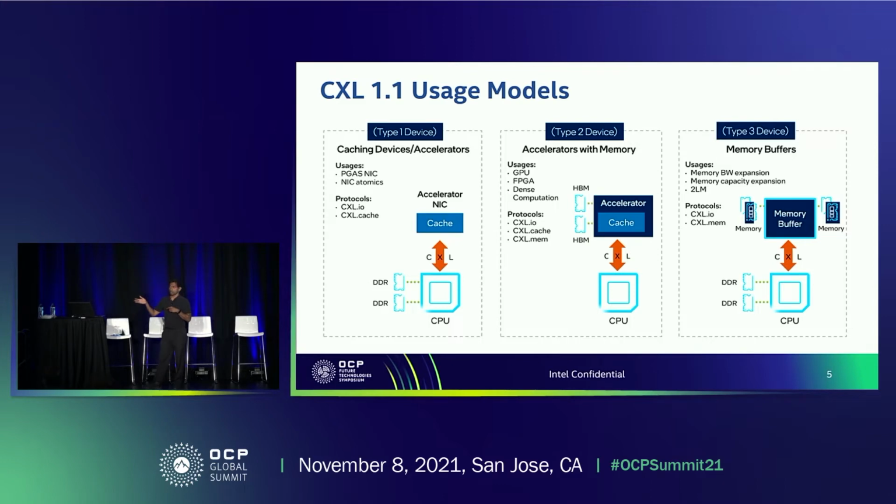The CXL 1.1 usage model. You heard about 3 different types of usage models, type 1, type 2, type 3. In type 2 and type 3, notice that there is a CXL.mem protocol implemented. So if it is a type 2 device or a type 3 device, you can expose CXL memory to the host operating system, irrespective of whether it is type 2 or type 3. That's a key thing to remember.